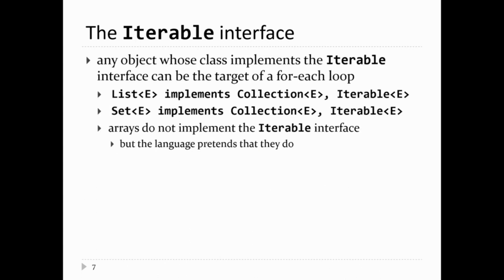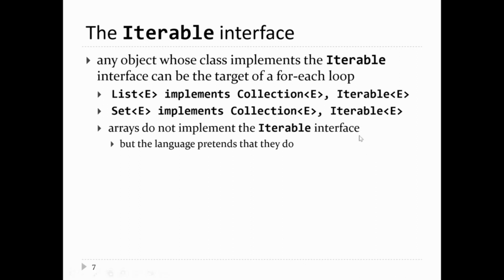Okay, so there's a second related interface called iterable. Any object whose class implements iterable gets to be a target for a for each loop. In other words, you can write a for each loop as long as your object implements iterable. So list implements the iterable interface for the element type E. Set implements the iterable interface for the element type E.